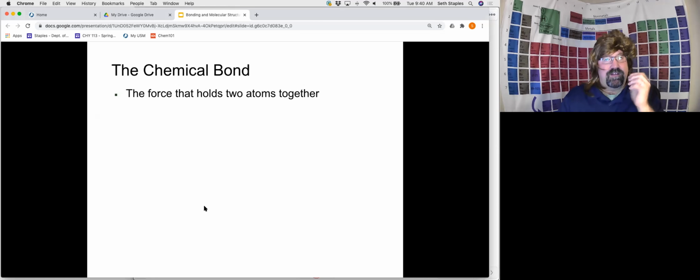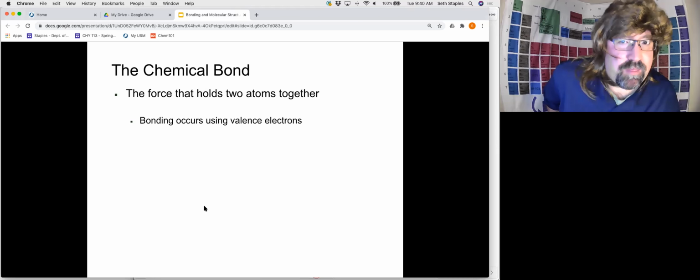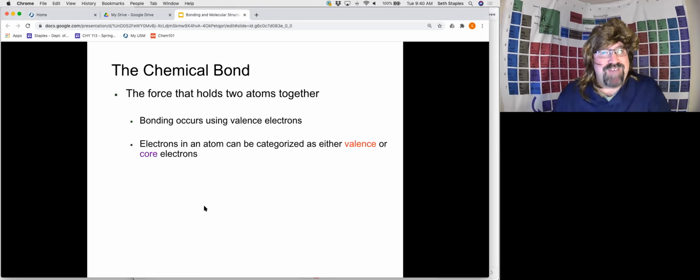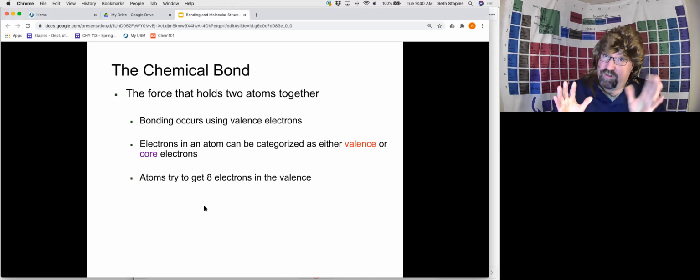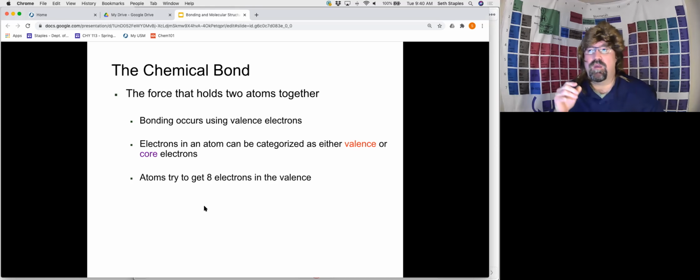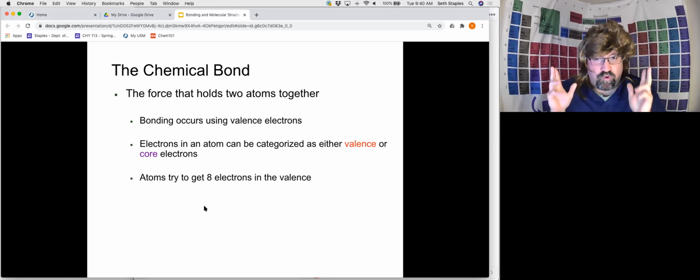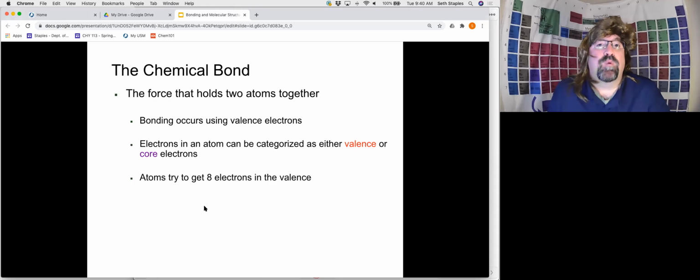And so a chemical bond, like I said, it's that force that holds two atoms together. The bonding occurs between valence electrons. We've talked about how electrons in an atom will be categorized as either valence or core. Atoms will try to get 8 electrons in the valence shell, as long as it's big enough, and we'll look at some exceptions there. But essentially what atoms are, quote, trying to do when they form bonds is to attain the same type of electron configuration that a noble gas has. Noble gases have 8 electrons in their valence shell. That's what every atom ideally would like to do.